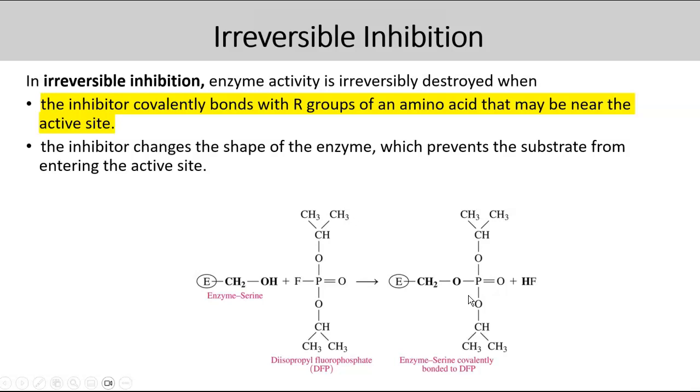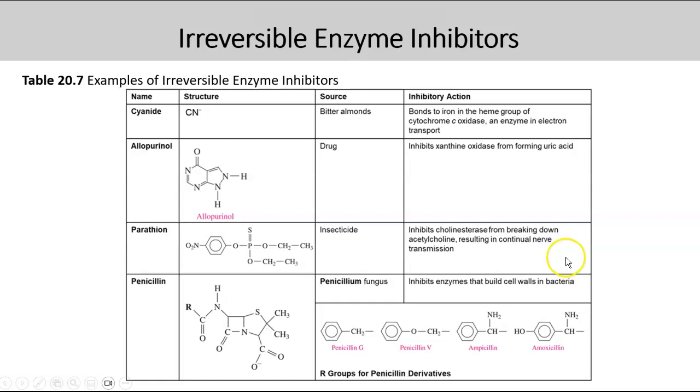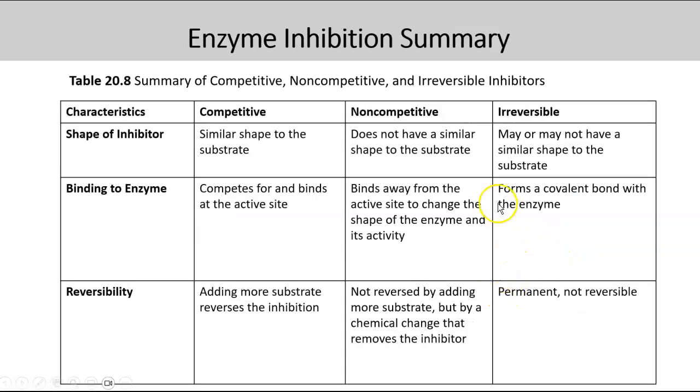So once it forms a covalent bond, it is very hard for this bond to break, and the substrate will not be able to bind to this active site anymore. That is irreversible inhibition. Okay, so this is what you need to know in this section. Summary of competitive, non-competitive, and irreversible inhibitors.